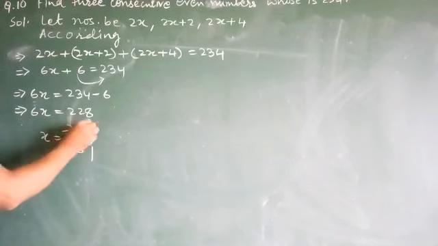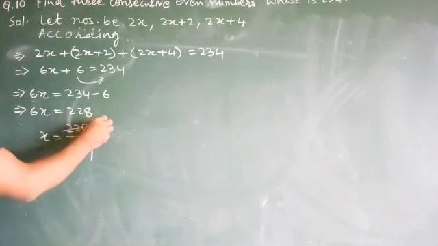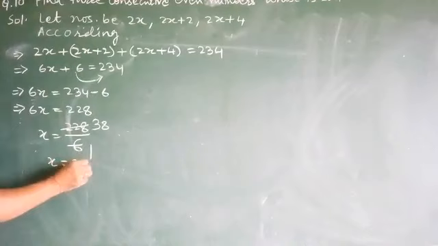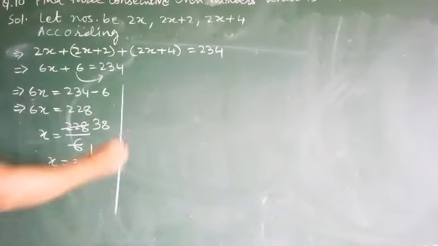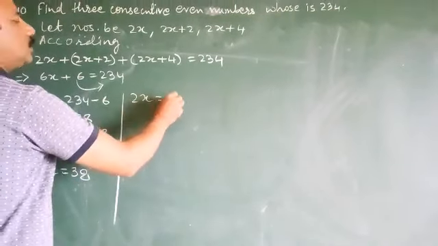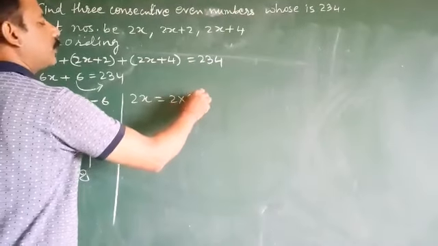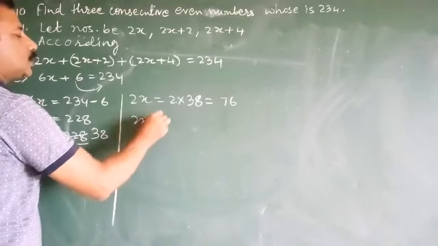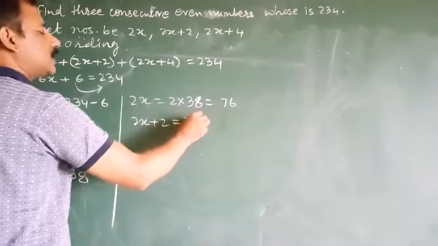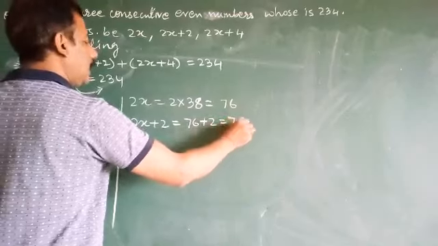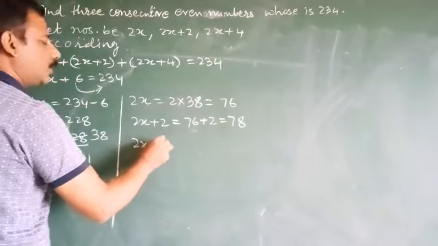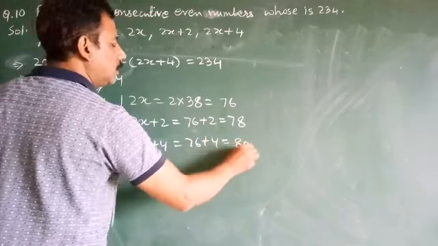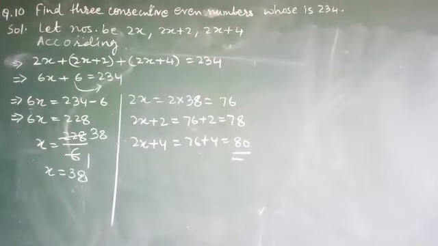6 ones are 6, 6 threes are 18, 6 eights are 48. So the value of x is equal to 38. Hence the consecutive numbers are 2x equal to 2 into 38 equal to 76, 2x plus 2 equal to 76 plus 2, that is 78, and 2x plus 4 equal to 76 plus 4 equal to 80. This is all about your question number 10.